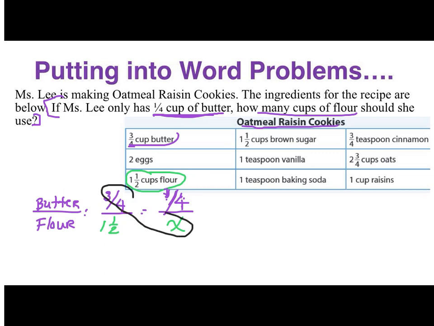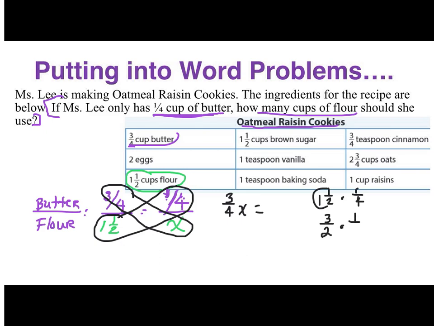Cross multiply. 3/4 times X is 3/4 X. 1½ times 1/4. And write it horizontally. So I have 1½ times 1/4. Convert to an improper fraction. 3/2 times 1/4. Multiply straight across, and I get 3/8. So 3/4 X equals 3/8. Now I need to go ahead and divide both sides by 3/4.